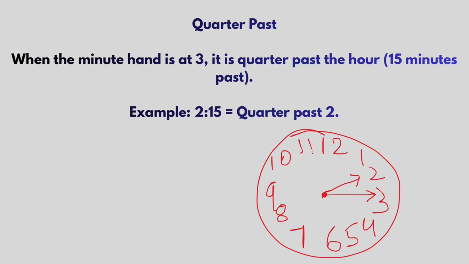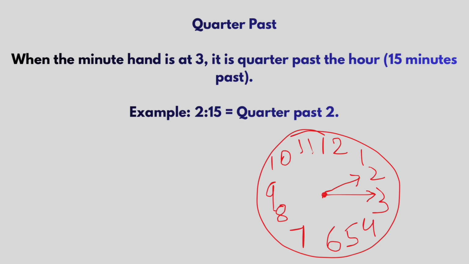We will talk about quarter past now. What is quarter past? When the minute hand is at 3, it is quarter past the hour. 15 minutes past, for example, 2:15. That is quarter past 2. It means 15 minutes are already past 2 o'clock. So only a quarter is left to complete the next hour. So it's 2:15. We call it quarter past 2.